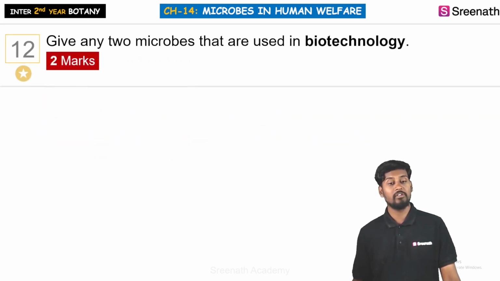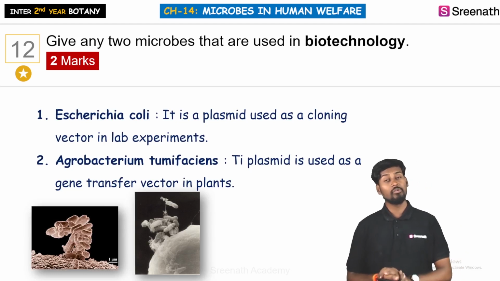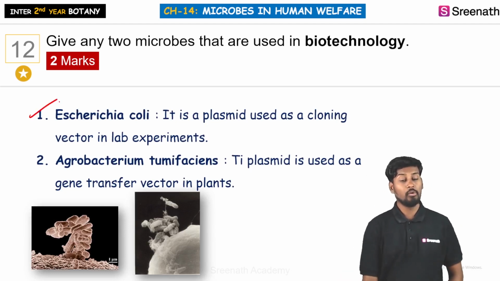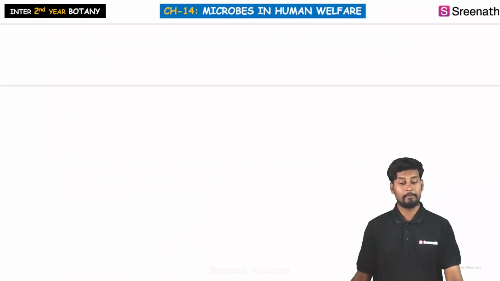So the 12th question is: give any two microbes that are generally used in biotechnology. The most important organism generally used in biotechnology is E. coli, for doing all the recombinant experiments. And if you want to perform experiments in plant biotechnology, especially for genetic recombination within the plant or for the manipulation of genes within the plant, it is only possible by using Agrobacterium tumefaciens as the organism for transferring your desirable gene by means of the Ti plasmid into the host plant.